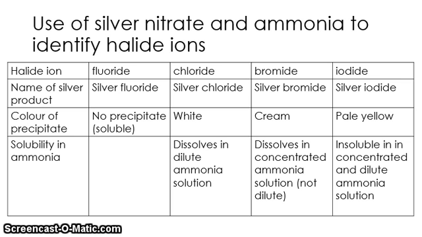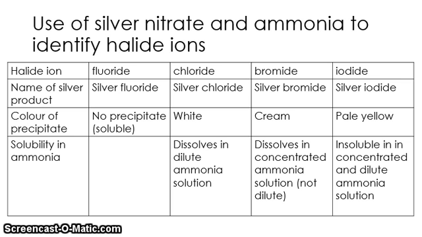And the iodide will give you silver iodide, which is a pale yellow colour, and that's insoluble in both concentrated and dilute ammonia solution. So the reason we use the ammonia is because if you look at the colours, they get slightly darker as you go down, so they go from white to cream to pale yellow, but there's not much of a colour difference. So if you see them compared to each other, then you can quite often work out which one it is, but it's a bit of a judgment call.